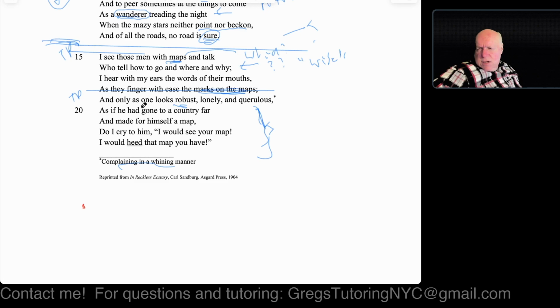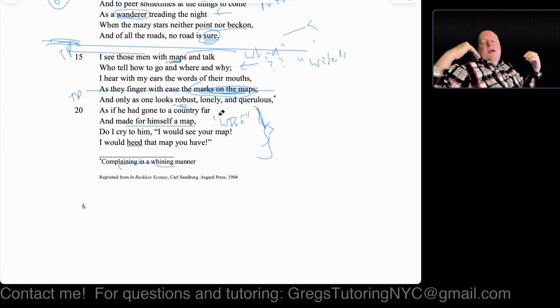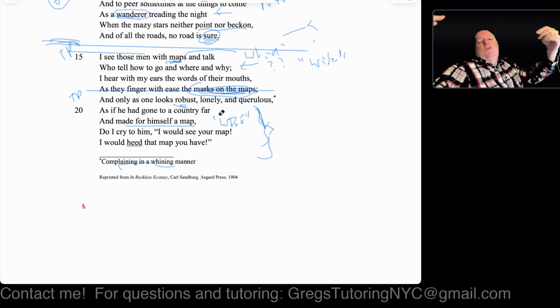And it's interesting because he says, while these guys have marked up maps, this guy made for himself a map. So it seems to me this guy might literally be the wise man. And he's definitely lived his life. And instead of trying to maybe scam you or tell you the best way to do it and all this other stuff, this guy has the experience that the author seems to be wanting to seek. And therefore, he says, I would want your map.